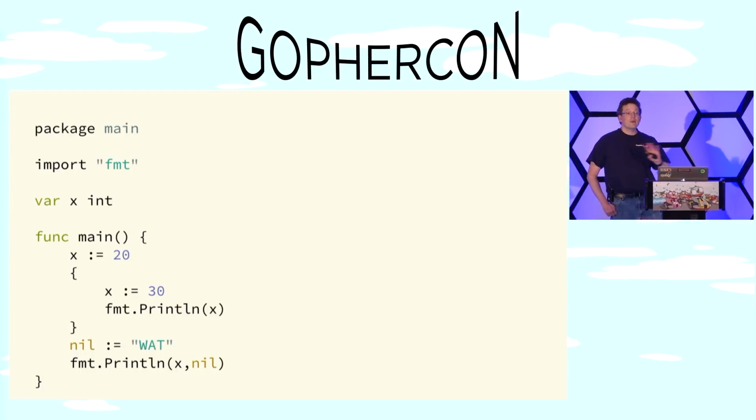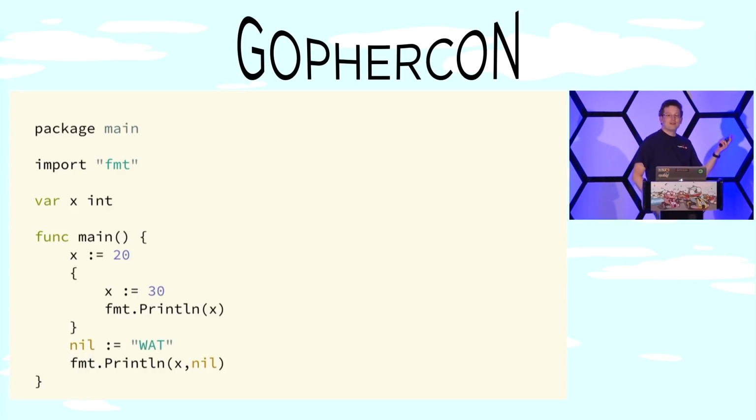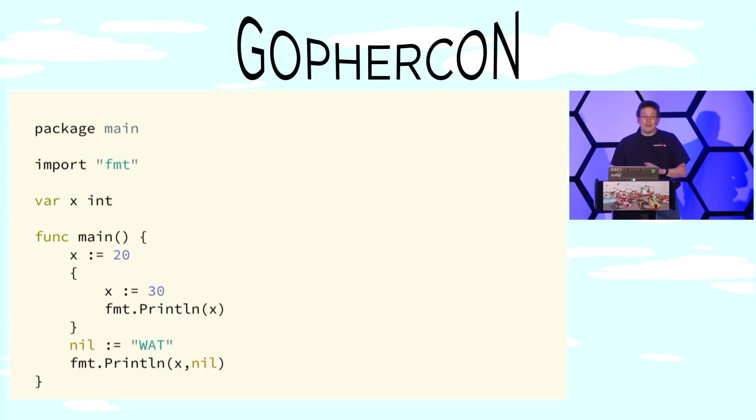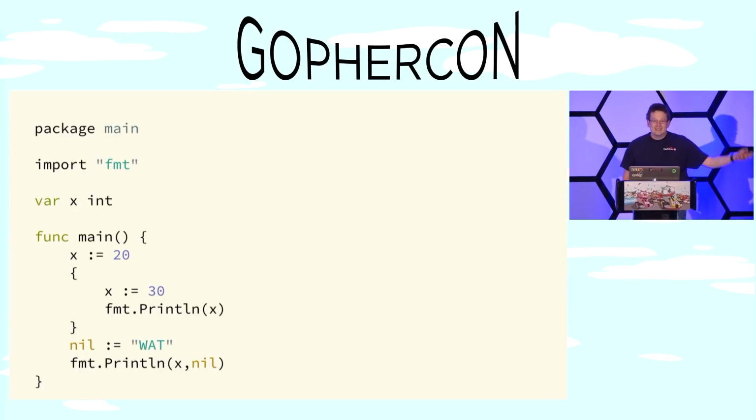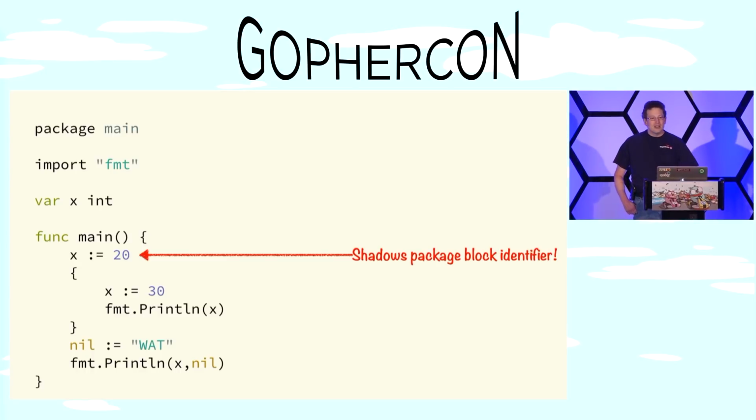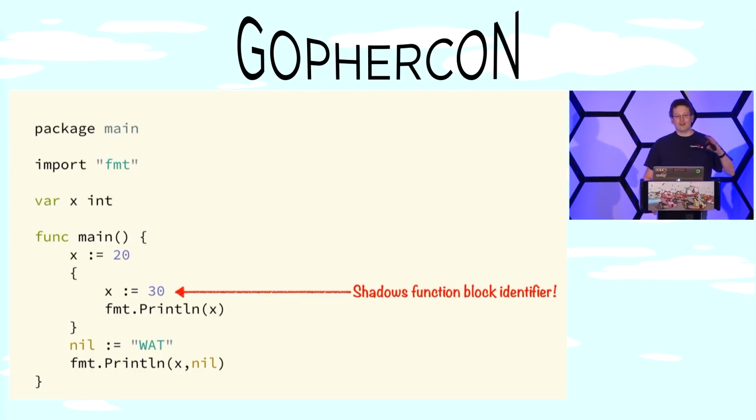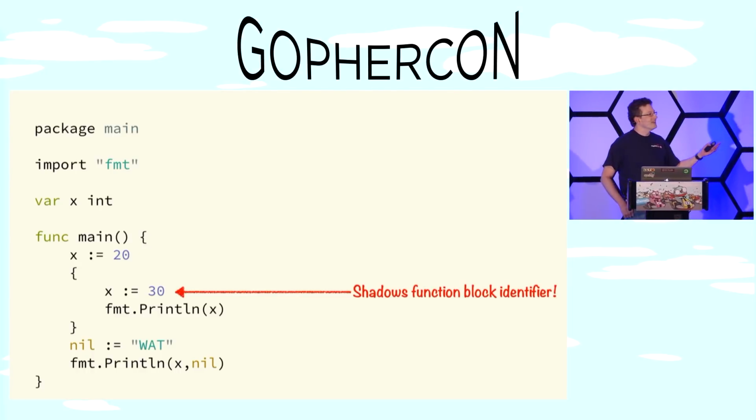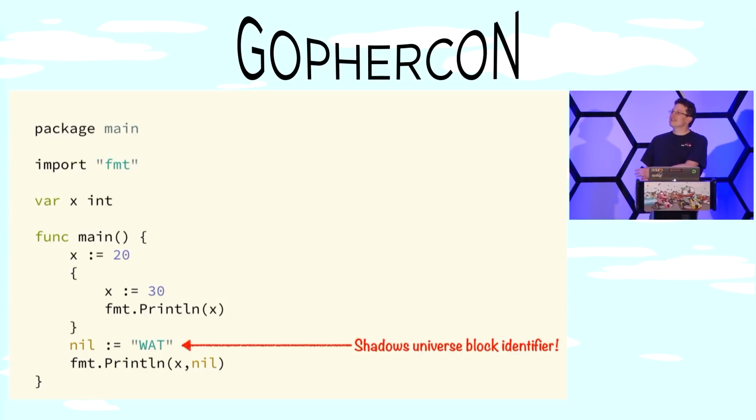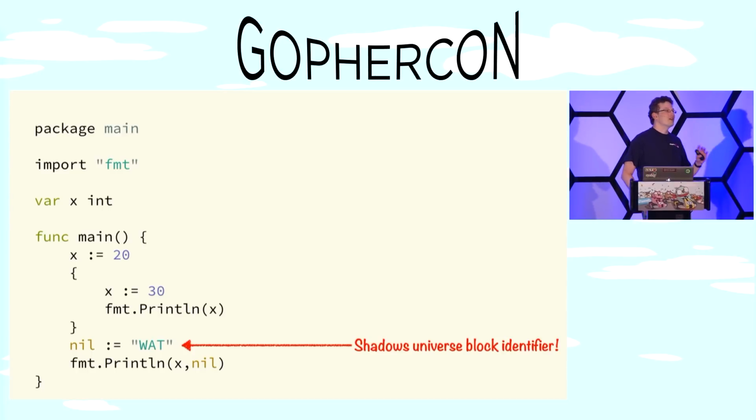So remember our shadowing what? We had two different variables with the same name in a function, one directly inside the function and one in the for loop. Well, Go lets you shadow all the way up to the top. So you can shadow package block identifiers in your function block. You can declare variables in an inner block that shadow the function block or package block. And yes, you can declare variables in the package or in a function or in a block inside of a function that shadow identifiers in the universe block.